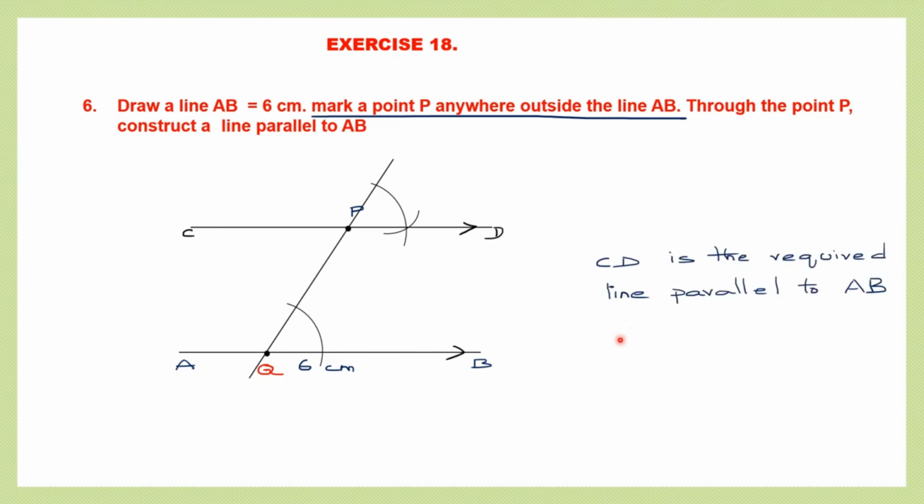So we have completed our construction. CD, that is this line, is the line parallel to AB. So we have constructed a parallel line CD through the point P so that it is parallel to AB.